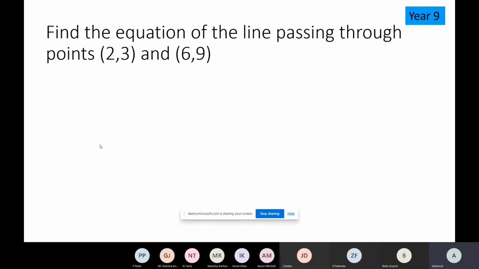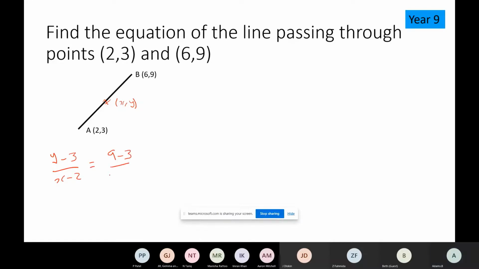So here's another one. Find the equation of a line passing through (2, 3) and (6, 9). Now I know the way I used to teach this was (y minus y1) over (x minus x1) is (y2 minus y1) over (x2 minus x1), and I certainly wouldn't in year 9 want to be doing anything like that. Instead, what we do is we put a general point (x, y), because we've learned that idea that a general point creates an equation. (y minus 3) over (x minus 2) is equal to (9 minus 3) over (6 minus 2). And there we have the equation.